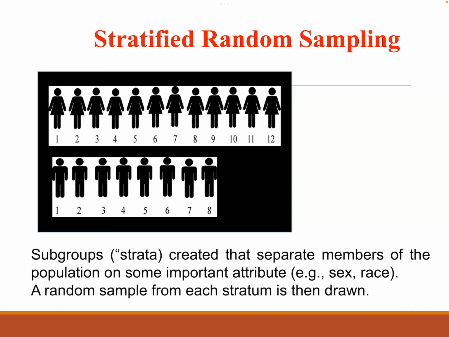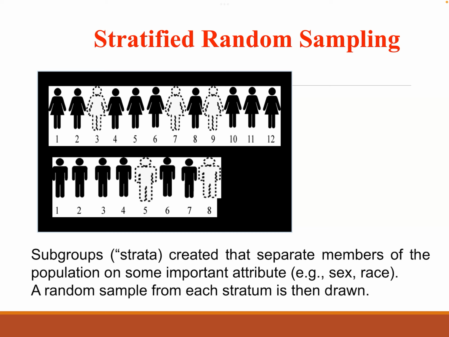Next is stratified random sampling. As I said earlier, stratified sampling can be further divided into stratified random or stratified systematic. So in stratified sampling, subgroups or strata are created that separate members of the population on some important attribute like sex or race. Here we have divided the population based on sex, females and males. Then a random sample from each stratum is drawn. Here first we have divided into strata and then people are selected randomly.